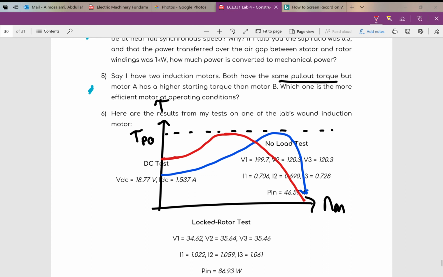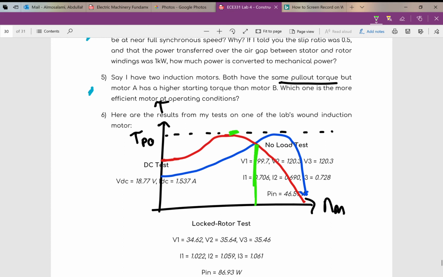So that's what you visualize in your head as soon as I mention that first sentence. Which one is more efficient at operating conditions? Well, what's operating conditions? Operating conditions, like I say in the video, is a little after the peak. This is the peak. A little after it is where the motor operates. So for this red motor, it's going to operate there. For this blue one, it's going to operate here.